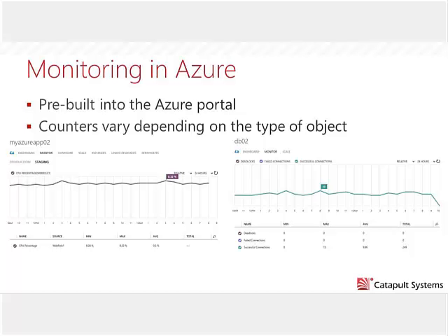On the other side of it, I've got a database. This is my DB02, and it shows deadlocks, failed connections, and successful connections. So there's some metrics associated with these. It depends on what you've actually got. So that DB02 is what we'll talk about with the SQL Azure pieces.